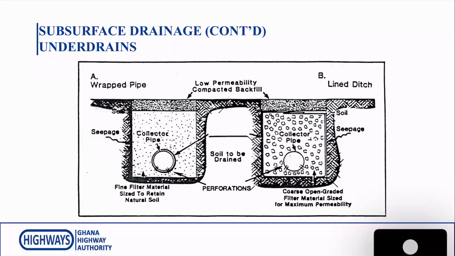Now, a cap of impervious soil is then placed on top of the trench to prevent surface water from draining into the system. A filter cloth is used to prevent fine materials moving through to the soils and the stones under, and also to prevent clogging of the perforated pipe.